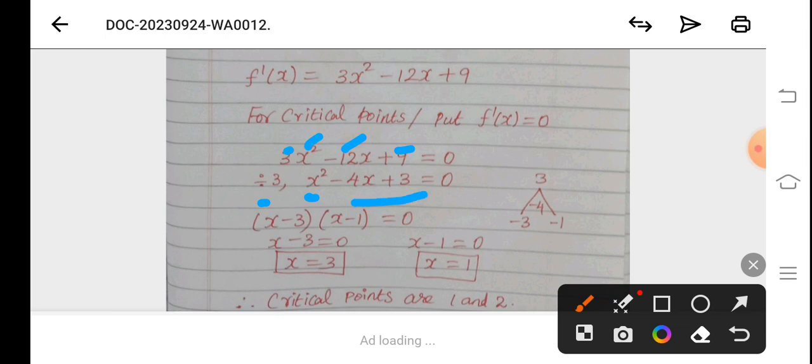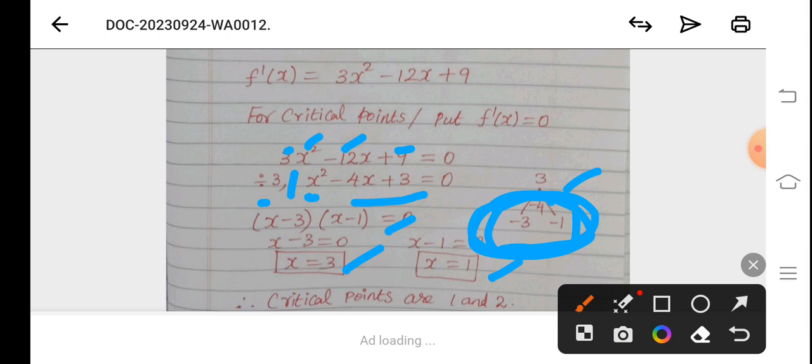What are you going to do? Multiplying, we want 3, and adding, we want minus 4. So I'm taking minus 3 and minus 1. Minus 3 minus 1 is correct, because when I multiply the two numbers I get 3, and when I add them I get minus 4. Since the x square coefficient is 1, I can also write directly x minus 3, x minus 1 equals 0. x equals 3, x equals 1. These are the critical points.